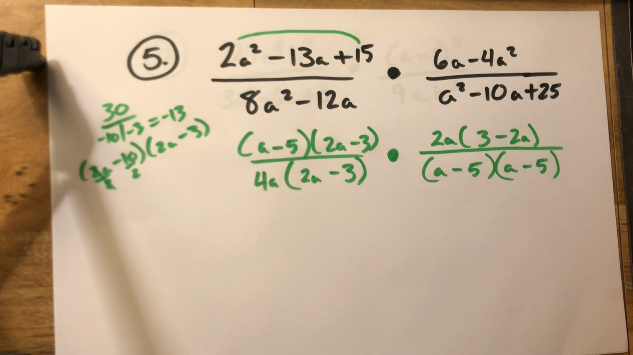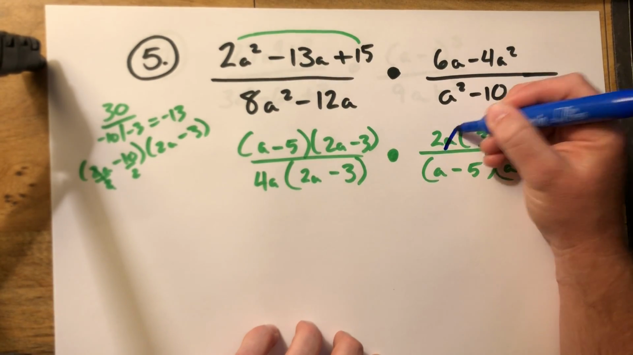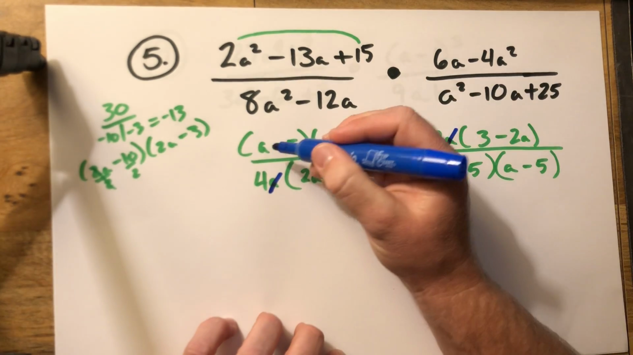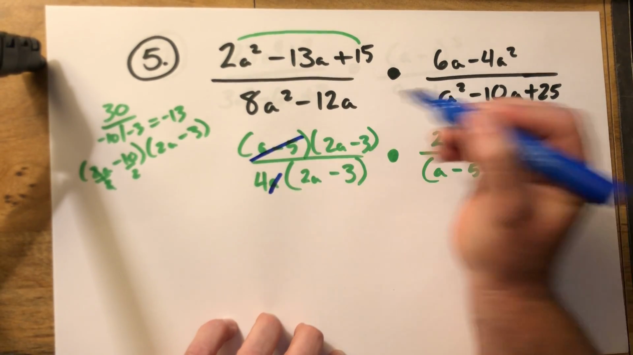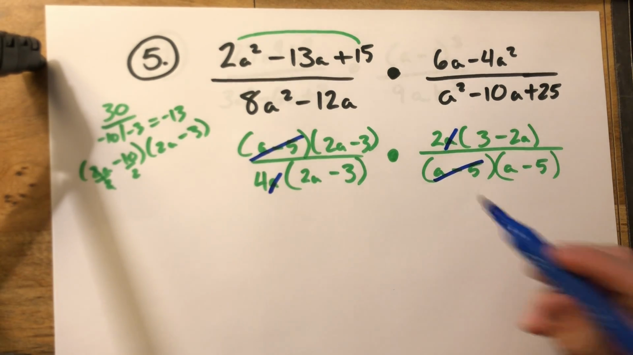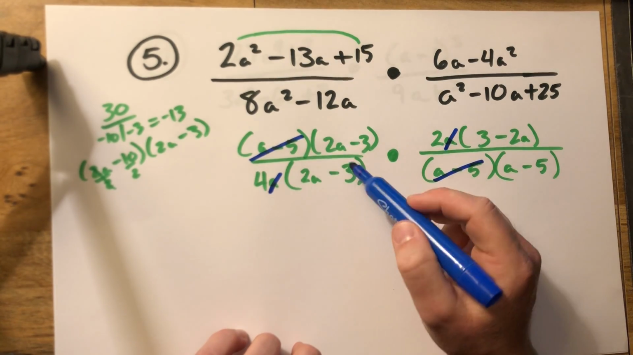Next step is to look to cross-cancel or simplify. Let's start easy. I see an A here, gone. Now, if it's in parentheses, that follows a little bit different rules, but they have to match exactly. So look at the A minus 5, gone. You could use either one of them if you want. 2a minus 3, 2a minus 3, gone.